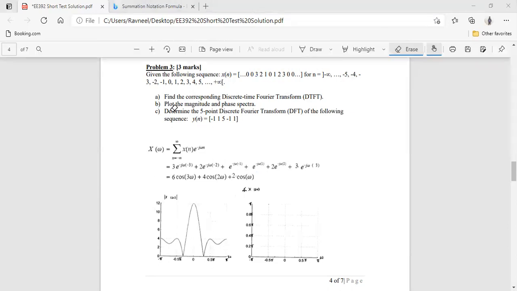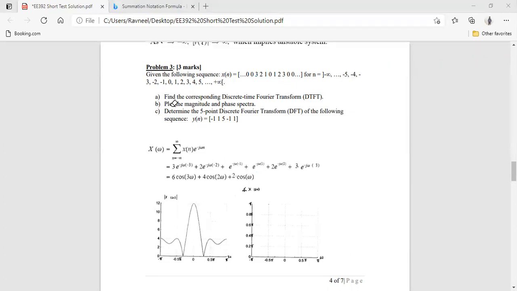Moving on to the second part, we have already plotted the magnitude and the phase spectra. So for part C, we needed to determine the 5-point discrete Fourier transform of the following sequence.